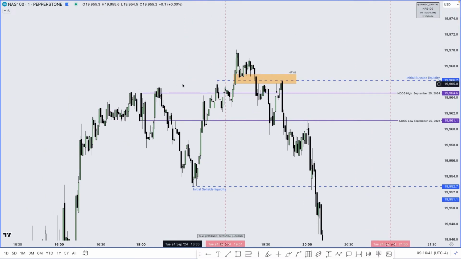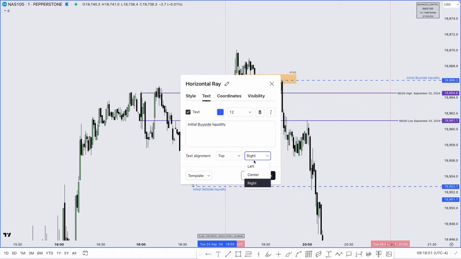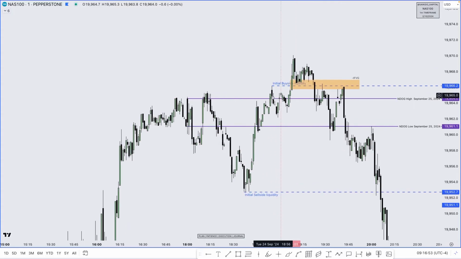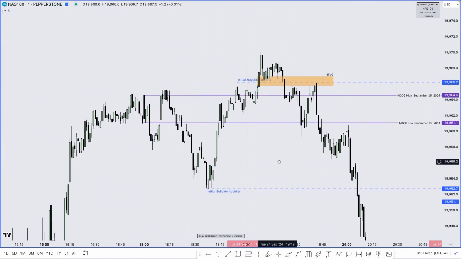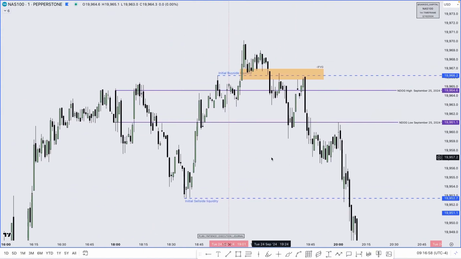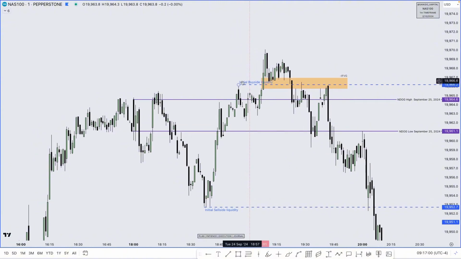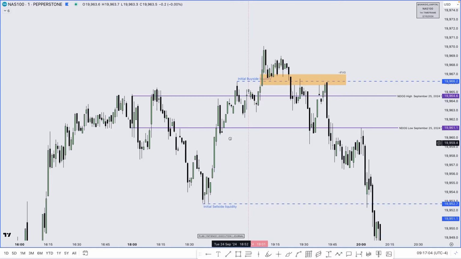Okay, so here we have initial buy side. So if you look from, this is 6 o'clock. Where is initial buy side liquidity? The highest high is that one right there. Initial buy side. Let me have it on my left. Okay, there we go. So we have initial buy side. This is the highest high between 6 and 7. Okay, and this is the lowest low.